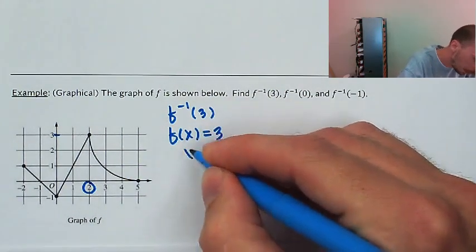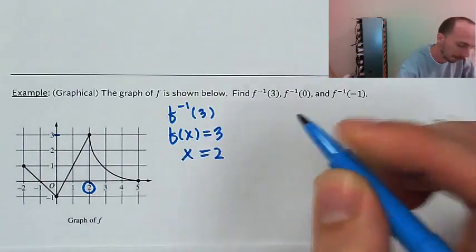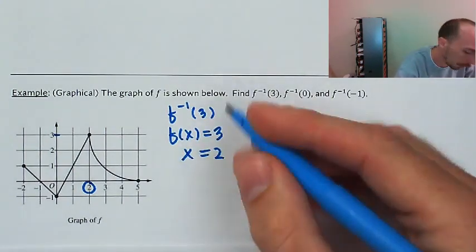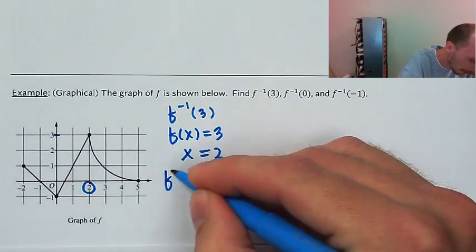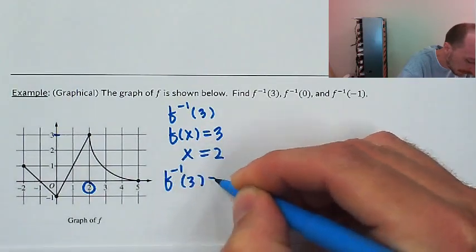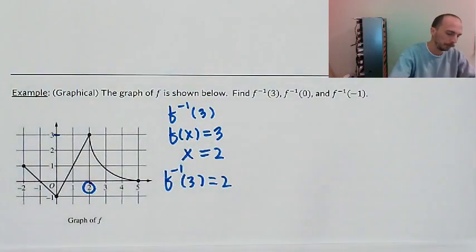Oh, whoops, that was probably not a good choice, but oh well. I'm not going to be able to do that for the other ones, but maybe I'll find a way. So x equals 2, meaning f inverse of 3 equals 2.